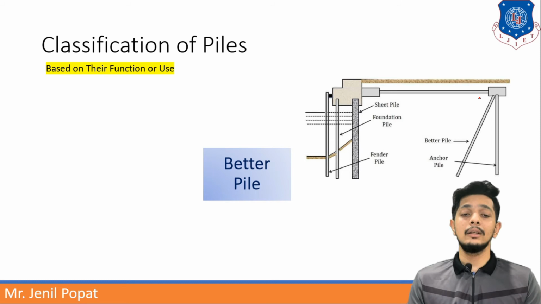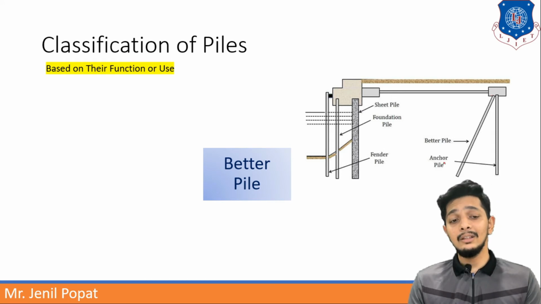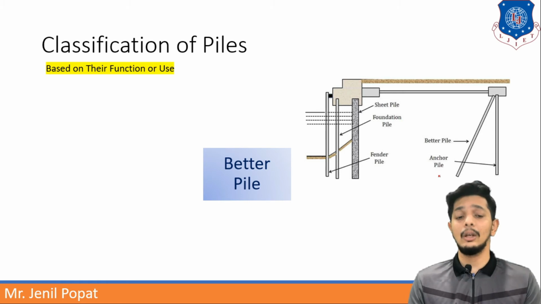Batter pile. Here, a batter pile can be seen as an inclined pile. You can see an inclined pile here. This inclined one is a batter pile. It is generally used as a supporting structure of an anchor pile.